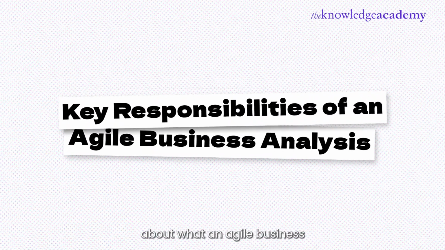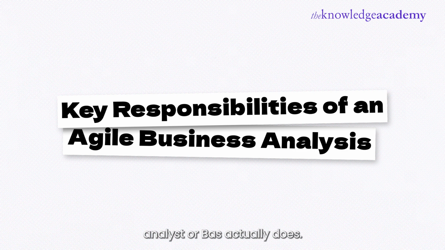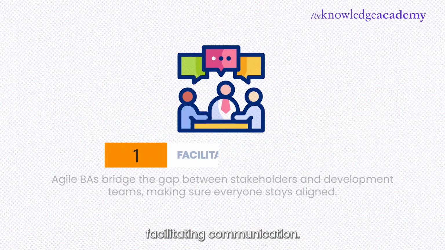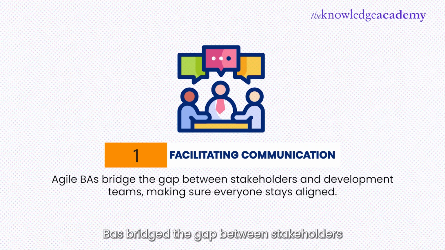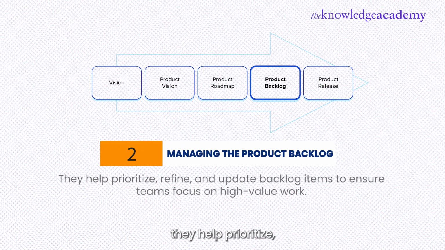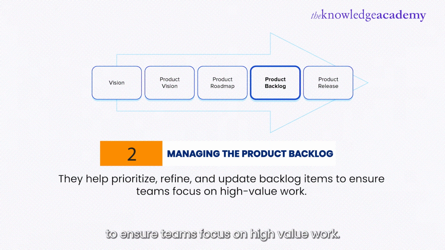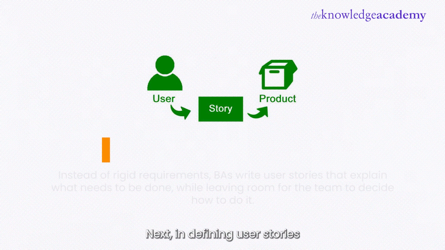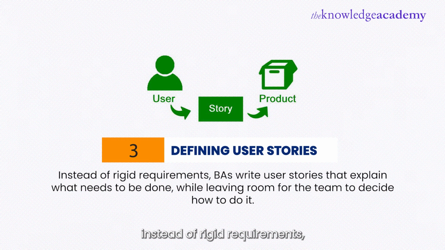Now, let's talk about what an Agile Business Analyst, or BA, actually does. Here are some of the key responsibilities. Facilitating communication. Agile BAs bridge the gap between stakeholders and development teams, making sure everyone stays aligned. Next, managing the product backlog. They help prioritize, refine, and update backlog items to ensure teams focus on high-value work. Next, defining user stories. Instead of rigid requirements, BAs write user stories that explain what needs to be done, while leaving room for the team to decide how to do it.